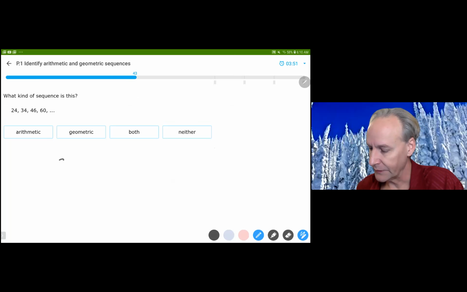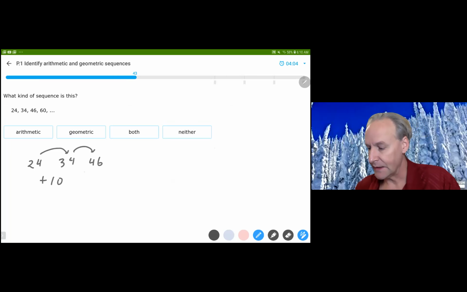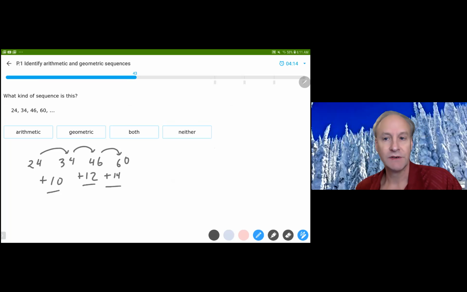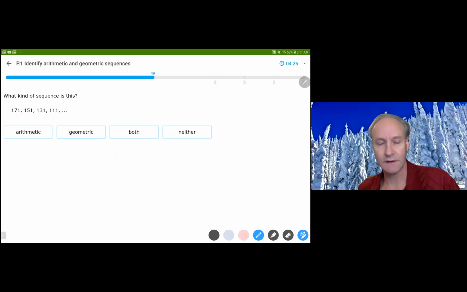This one, we went from 24 to 34, and from 34 to 46. Well, this is an increase of 10, and now we're increasing the increase. We're increasing by 12. And then to get to 60, we increased by 14. Now there is a pattern to this, but to be an arithmetic sequence, you have to add the same amount each time. So this one we would consider neither. You see how it works? It is a nice pattern, but it was not a consistent pattern.